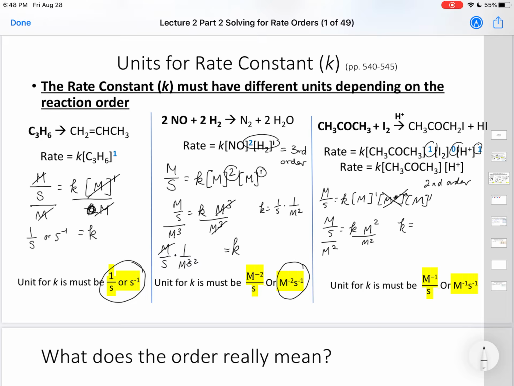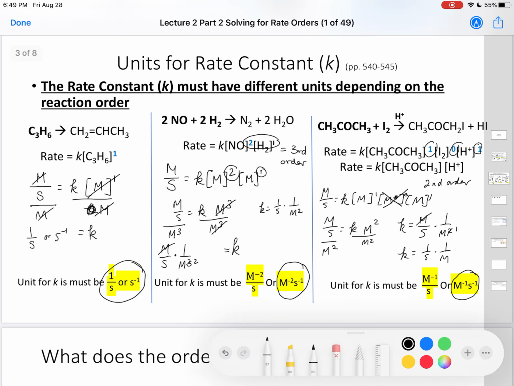And again, I'm going to rewrite it here. K is equal to M over S divided by M squared, or multiplied by 1 over M squared. That's the same thing. Okay, so this cancels out. So this becomes K is equal to 1 over S times 1 over M. That's the same thing as M to the minus 1, S to the minus 1.